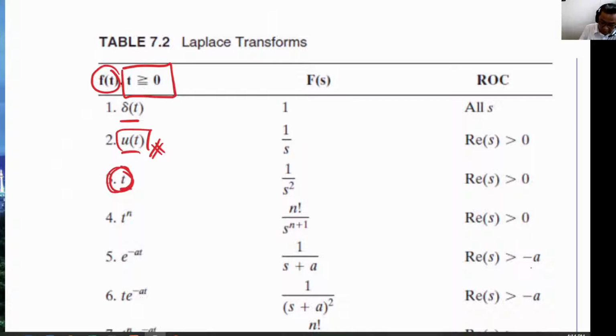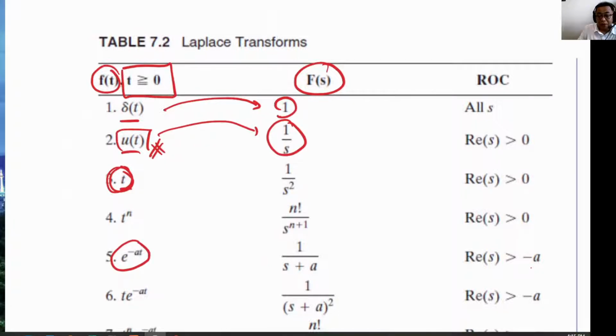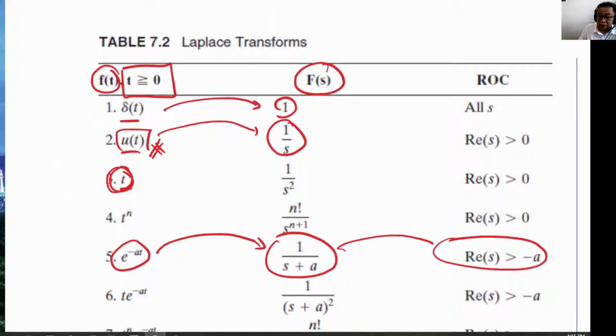In the second column, we have the Laplace transform of the corresponding signal. So the Laplace transform of the delta function is 1. The Laplace transform of the unit step is 1 over s, and this is what we have seen in the last section, where the Laplace transform of e to the minus at is 1 over s plus a. Remember also in the last section we mentioned something called the region of convergence. This is the last column of the table.